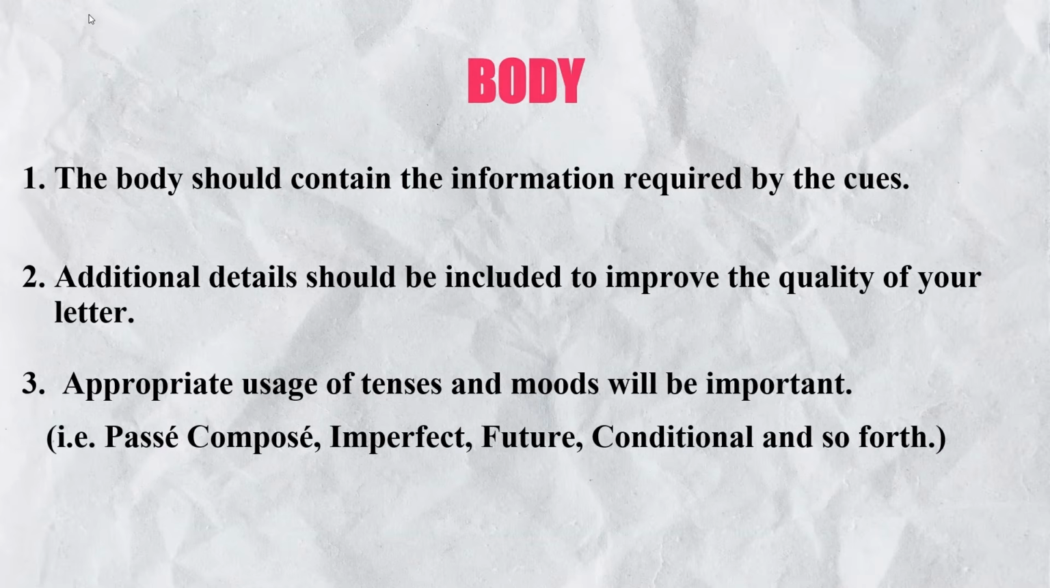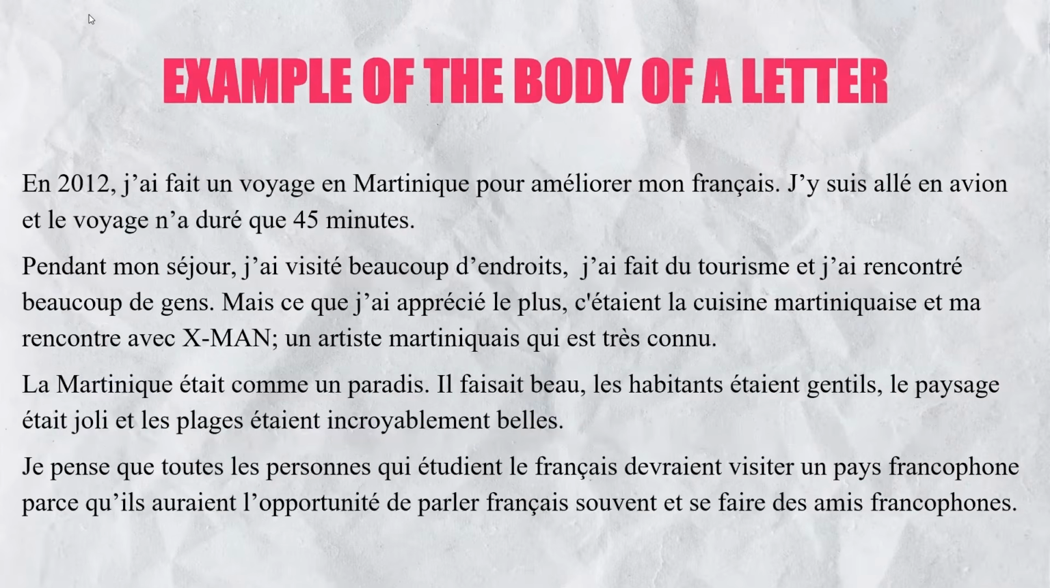All right, and number three, appropriate usage of tenses and moods will be important. Example, passé composé, imperfect, future, conditional, and so forth. All right, so let's look at an example of the body of a letter. So this is everything we did so far with the cues and the additional information that we added so far. So I'm going to read it in French first, and then we're going to do the overall translation so you can understand what the body is. So even though we went through this earlier, I'm going to go through it again. But yeah, this time, the entire story.